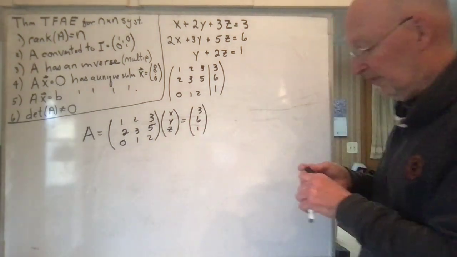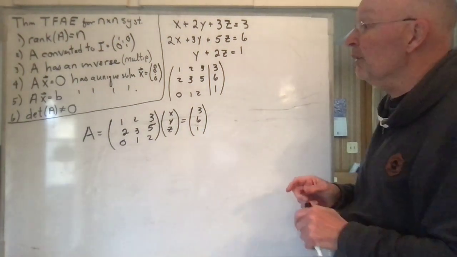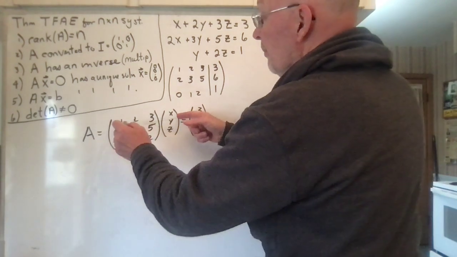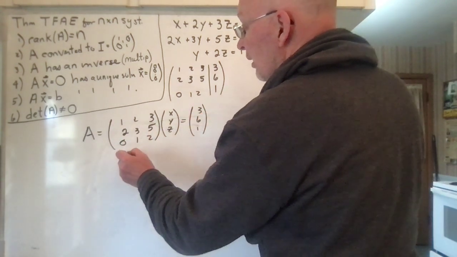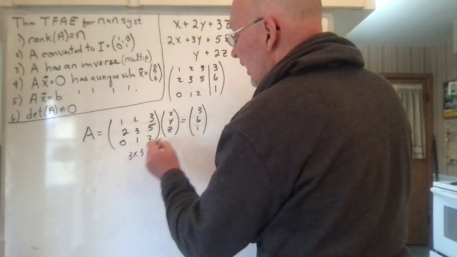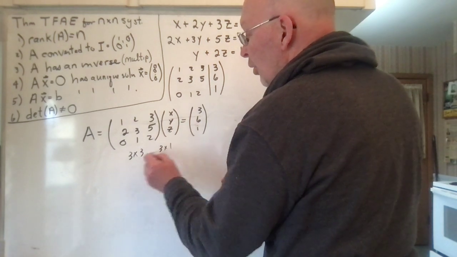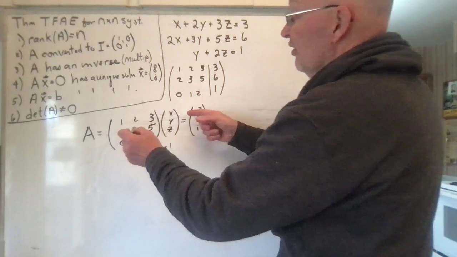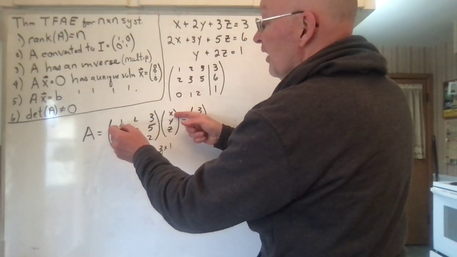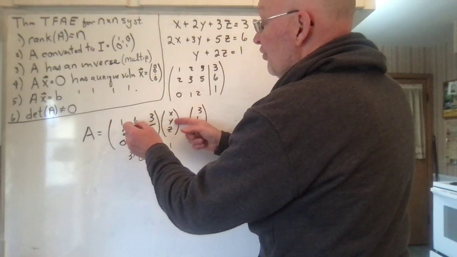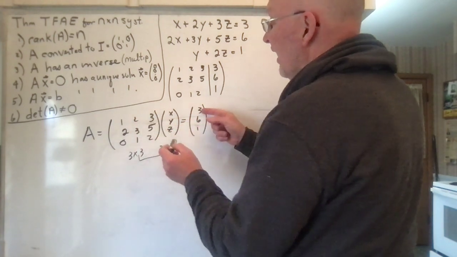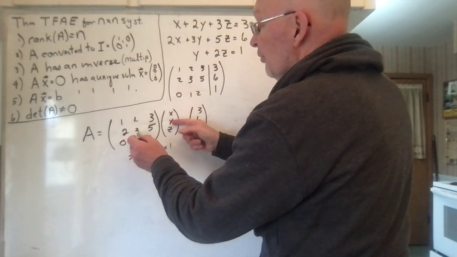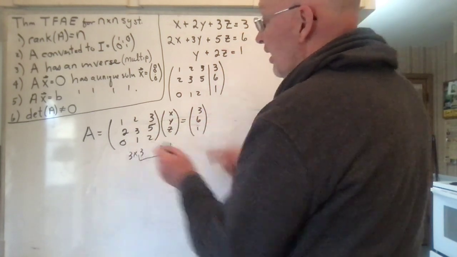Let me just verify that this is the case. Okay, we know how to multiply matrices now from the first video. So what are you going to get? This is a 3 by 3 multiplied by a 3 by 1, which, since those two match up, is going to give us a 3 by 1. Let's see what happens if I multiply this out. 1x plus 2y plus 3z has to be equal to 3. Sure enough. Same thing here: 2x plus 3y plus 5z is 6, and so on.